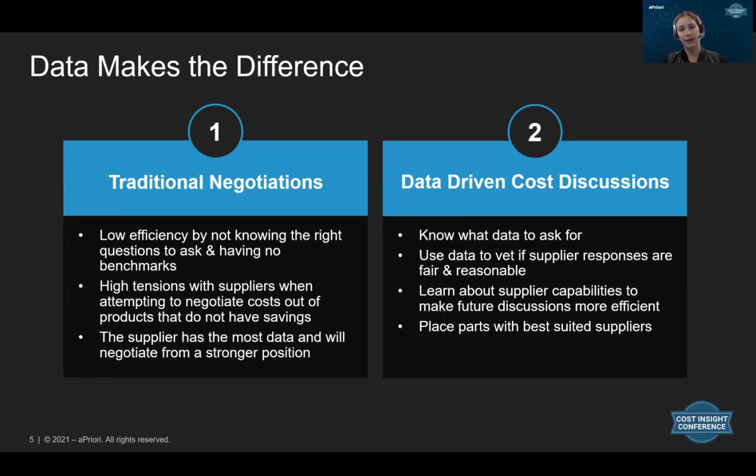When the customer has data at their fingertips, they know which questions to ask the supplier and can determine if their responses are fair and reasonable for them both. Through this collaborative process, the buyer can learn about the supplier capabilities and incorporate that information into future estimates, and future discussions will be faster. Learning about your supplier's capabilities also allows you to have them quote the parts they're best suited for in the first place. I'm sure any suppliers on the line can attest to how frustrating it is to receive RFQs you're not well suited for and then be told that your pricing isn't competitive.